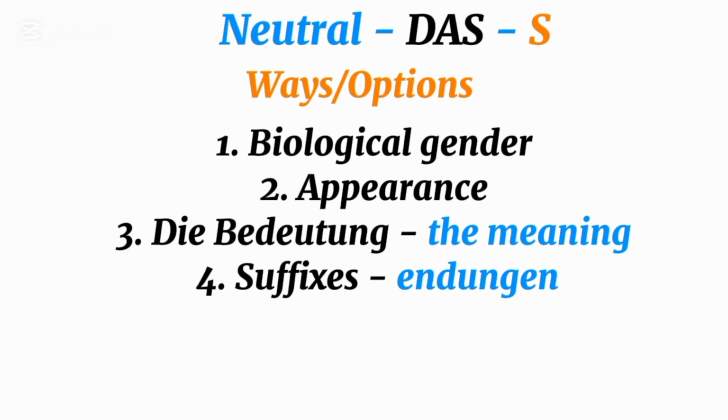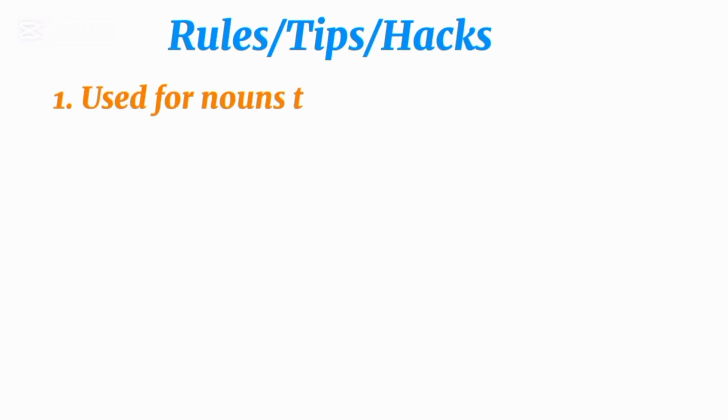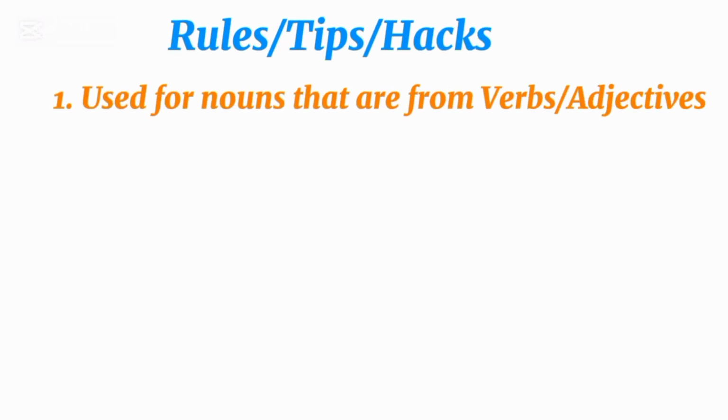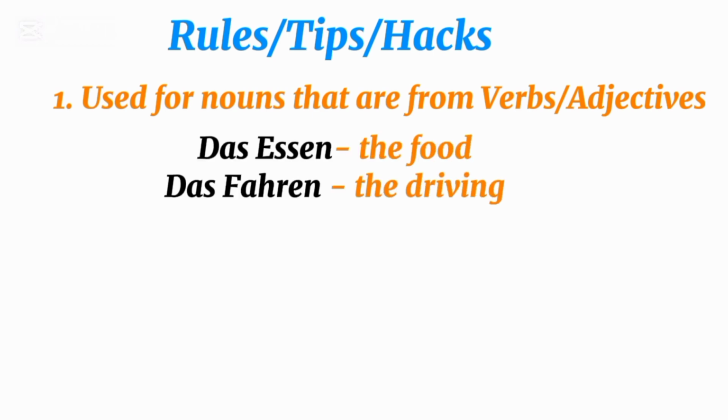So let's continue. There are some rules that will help us to identify whether this is a das. The first rule is about the nouns that come from verbs or adjectives. There are some nouns that come directly from verbs. For instance, eating is a verb, so the noun from eating is food. In the same way in German, essen is to eat or eating. Then the noun from to eat is food, so we will say das Essen.